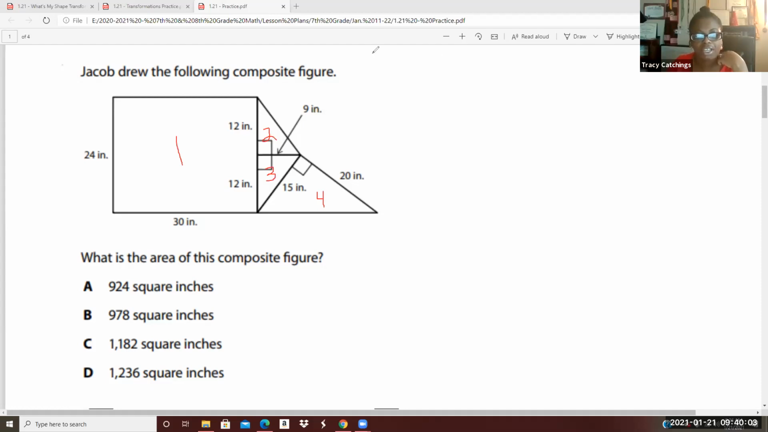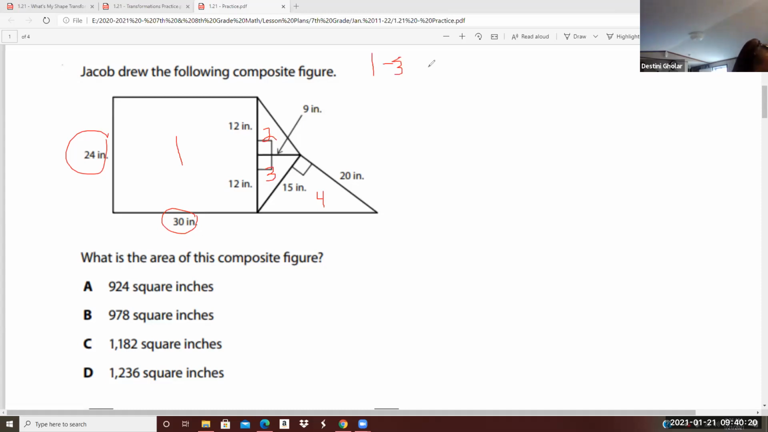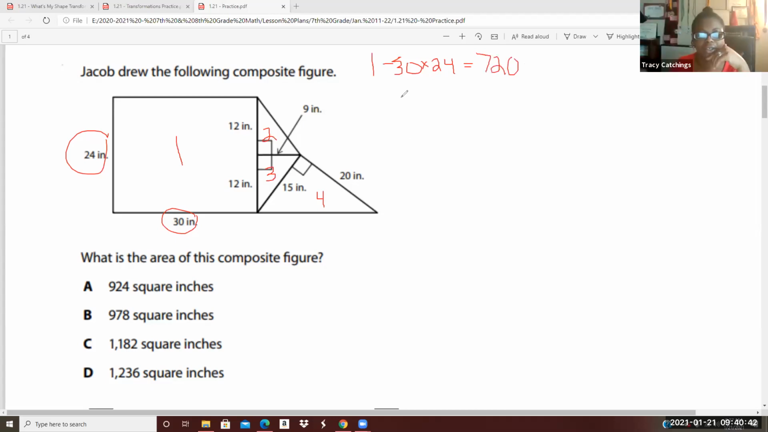All right. So looking at shape number one, it looks like a rectangle. What would you say the length and width of that rectangle would be? 30 and 24. All right, patterns and multiples, 24 times 3 would give us 72, and add a 0, 720.